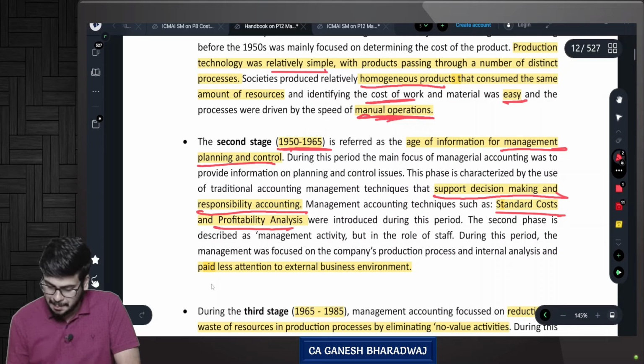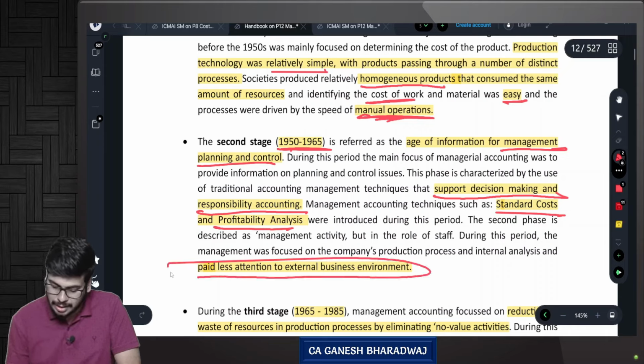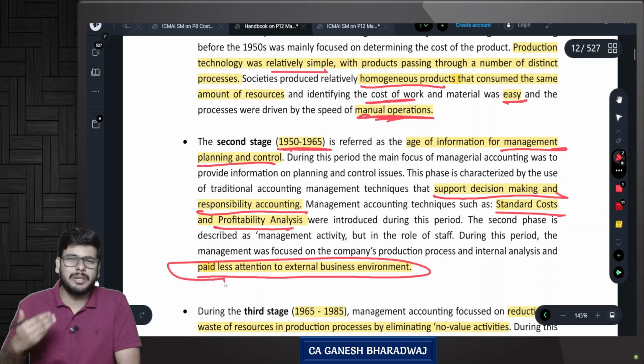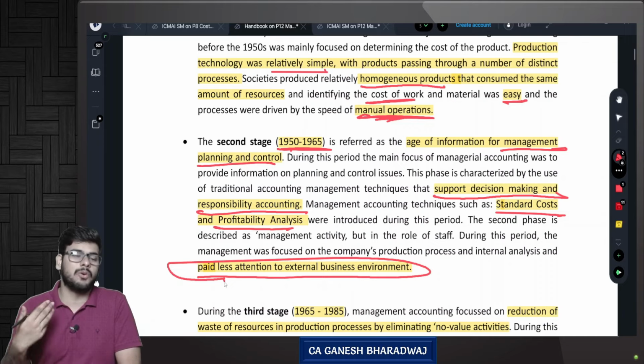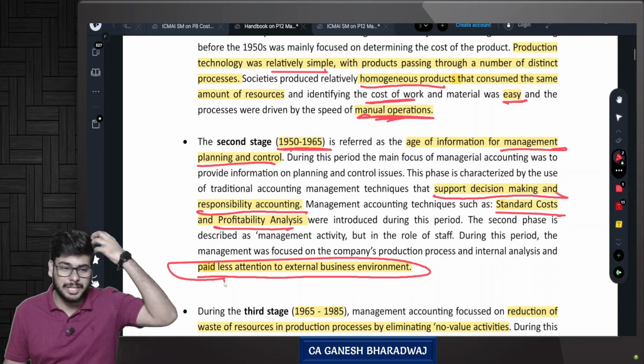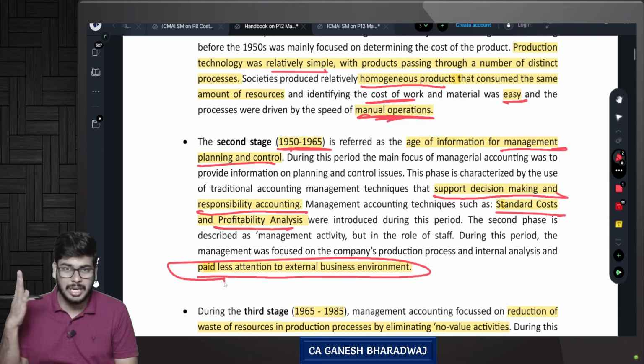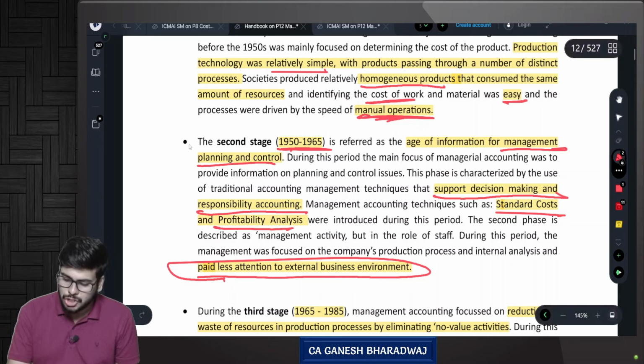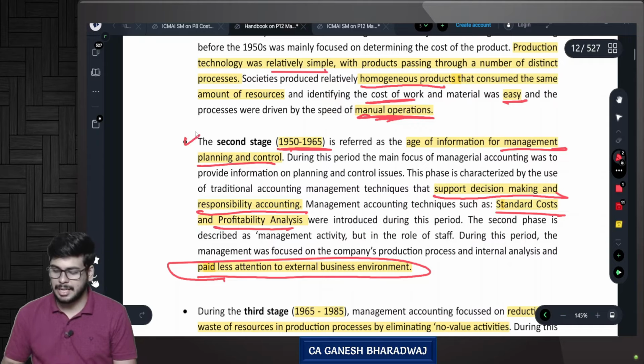And here they paid less attention to the external business environment. That's how it evolved; slowly it got evolved. First, management decision making itself was not relevant. It was not even taken into account in the first stage. Slowly, in the second stage, they started realizing the importance of that.